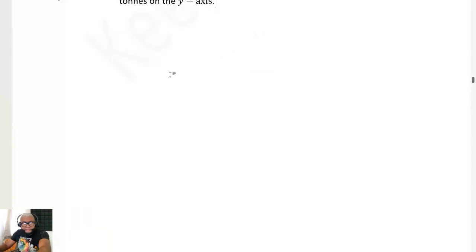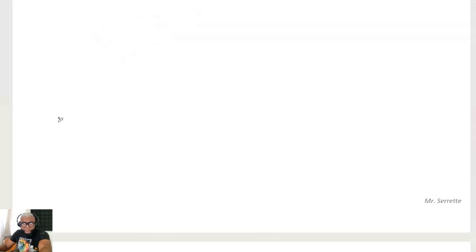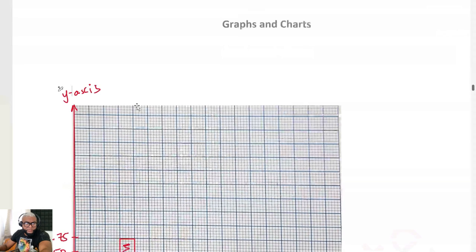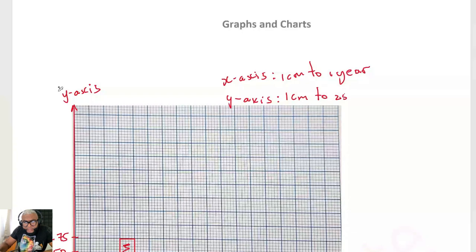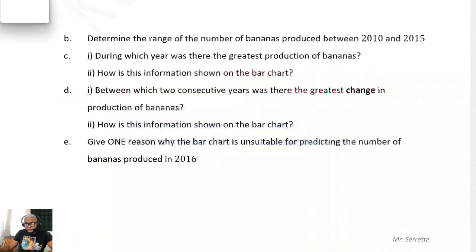Right, I want to send this down. Hold on. Scale. Scale for the x-axis is 1 centimeter to 1 year. Right? 1 centimeter to 1 year. Y-axis is 1 centimeter to 25 tons, if you want to put tons.